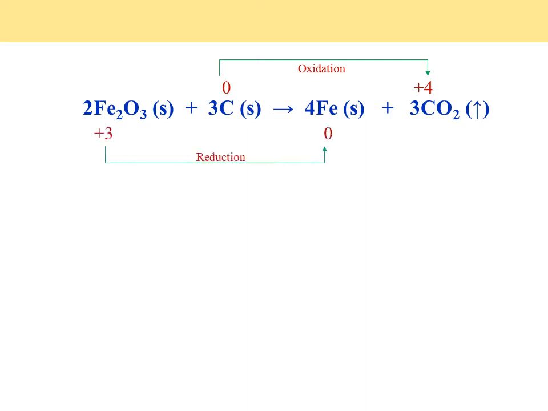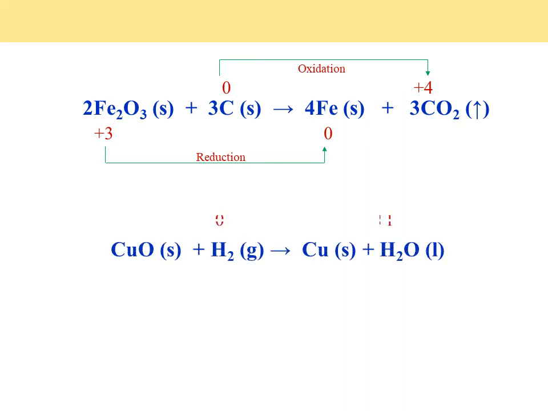Fe2O3: it's a reduction. As you can see, +3 to 0. That means reduction, or a decrease in the value of the oxidation state. So +3 to 0. So it's a reduction, a decrease in the value of the oxidation state. Copper oxide, the same thing: 0 to +1, hence oxidation. And from +2 to 0, reduction.